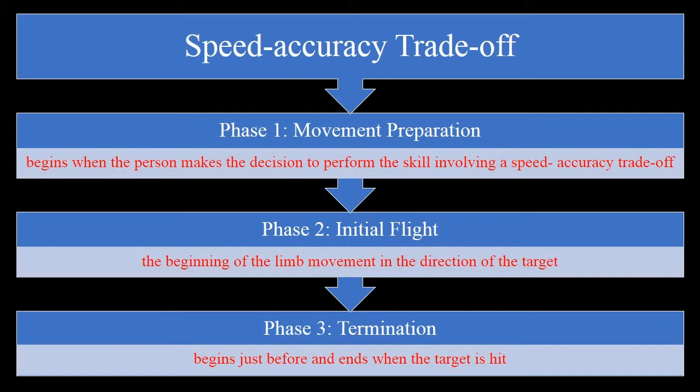The termination phase begins just before and ends when the target is hit. Vision of the limb and target are important in this phase. The movement accuracy information must be transmitted to the central nervous system, and any needed movement corrections then occur to allow the person to achieve the action goal of hitting the target. Think about the way vision and movement interact in skills involving a speed-accuracy trade-off. The intended action influences the way in which vision functions.